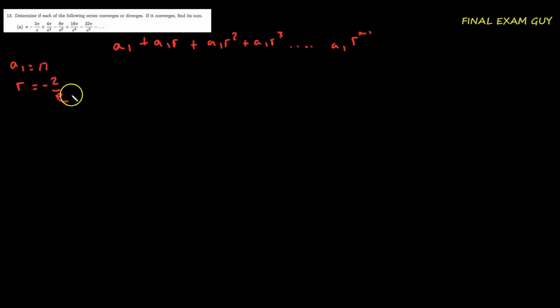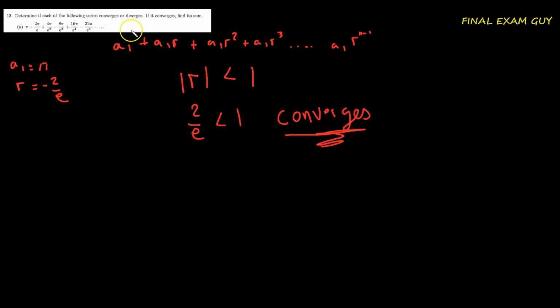Right? And in the case of geometric series, it converges if the absolute value of r is less than 1. So the absolute value of negative 2 over e is 2 over e, and it is less than 1, so it converges. Of course it converges. That's what the question is. The question wants you to find its sum, so obviously they're going to make it convergent. And it's pretty easy to find where a geometric series converges to.